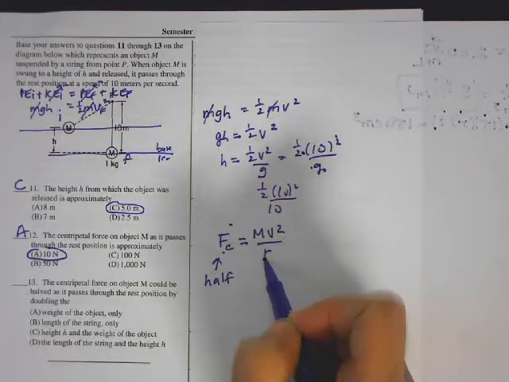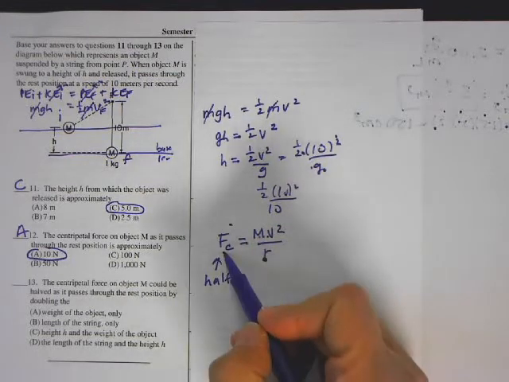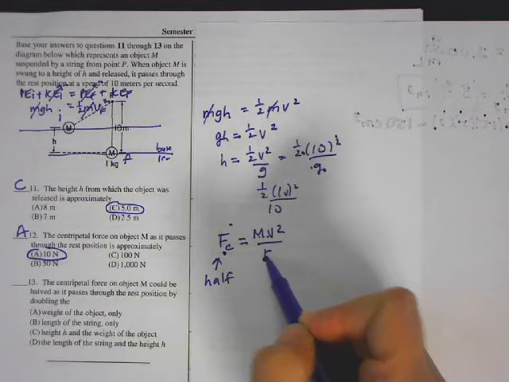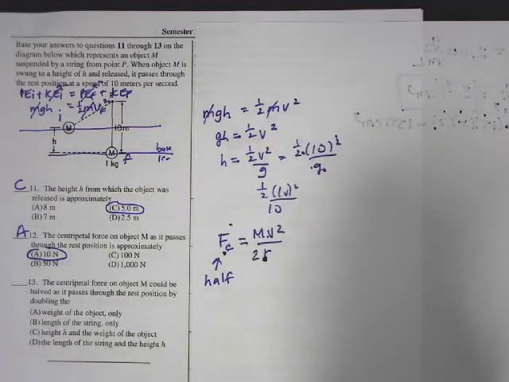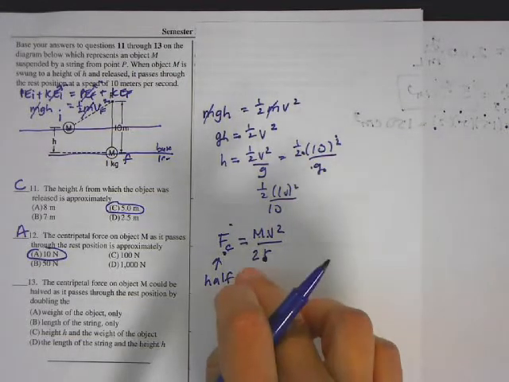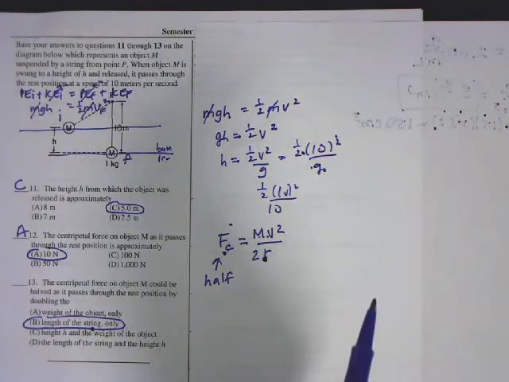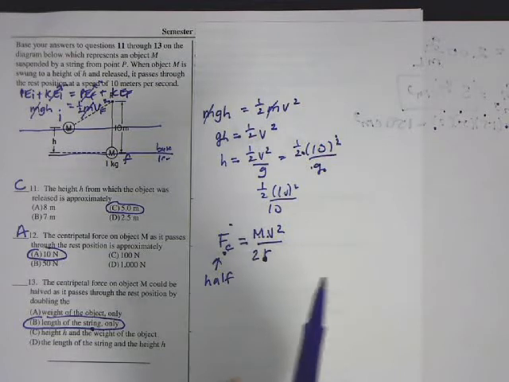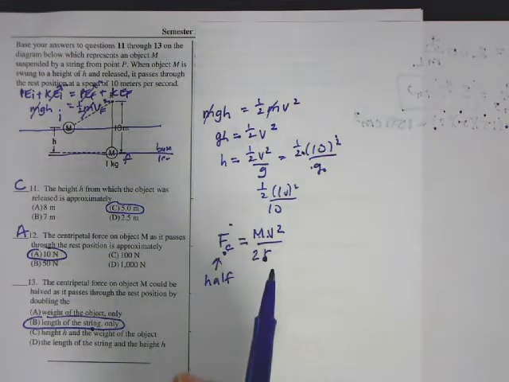If I doubled something in the numerator, if I doubled m or v, is this going to be half? No. What I would have to do is double r. So if this was double, that would be half. So I would write the equation down and look at it. So r would be the length of the string as it goes by. So this is B.